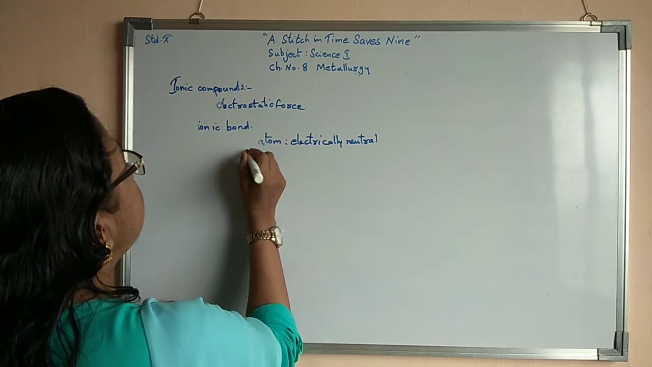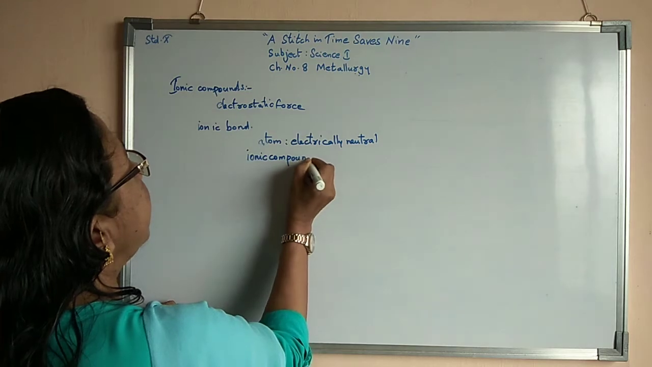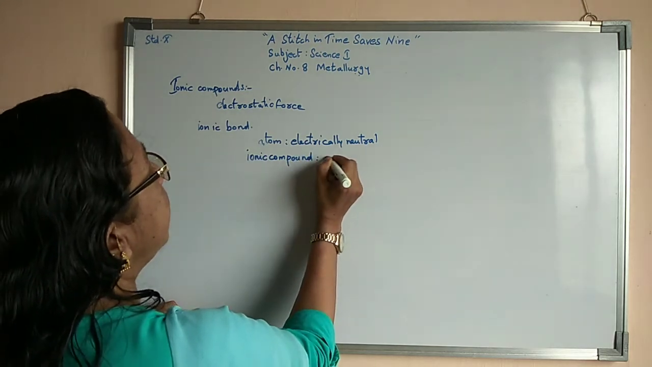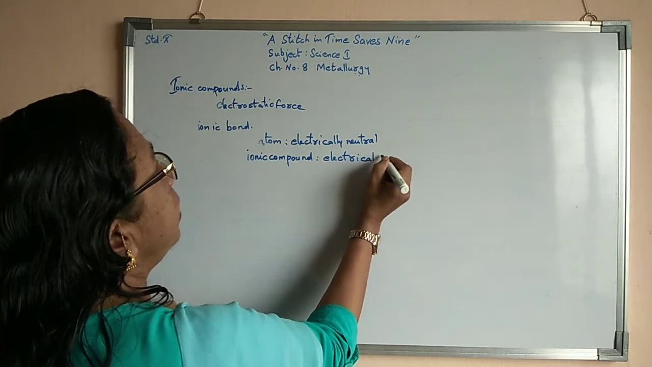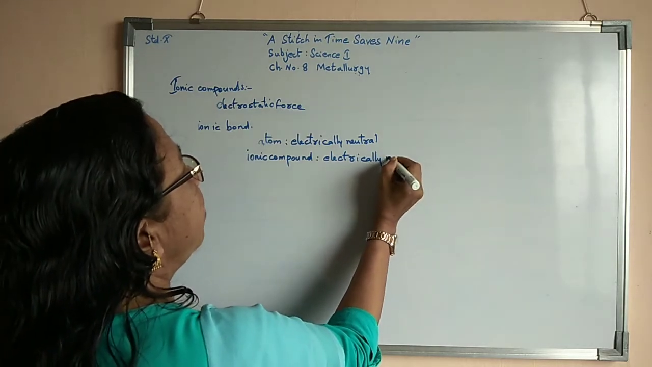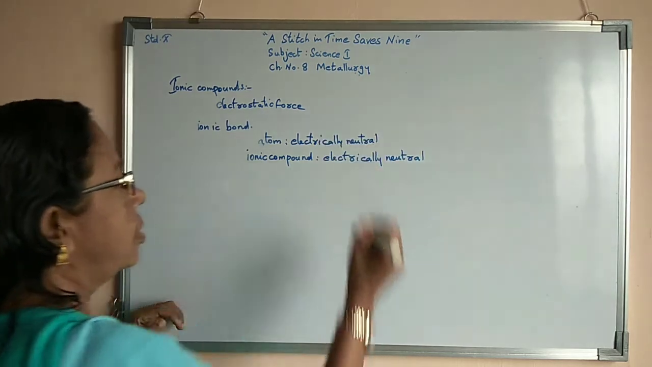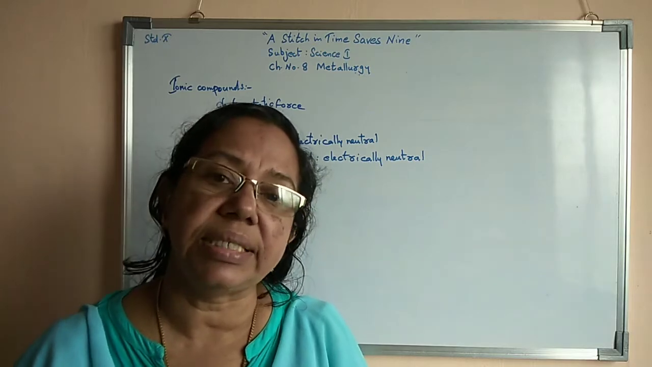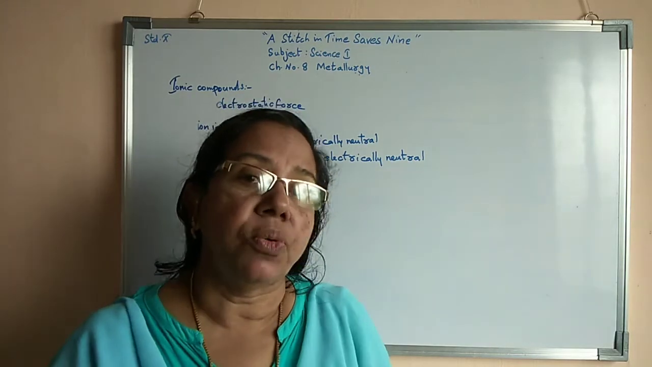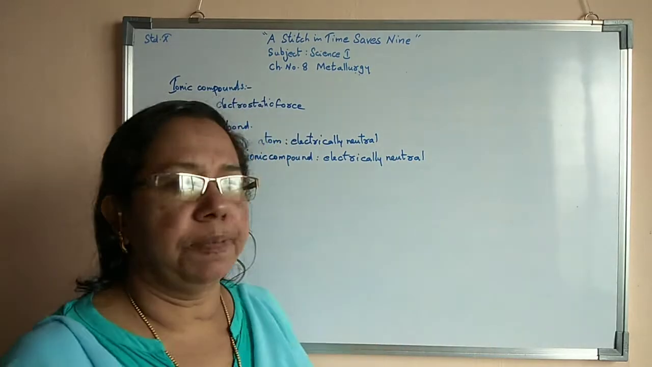Ionic compound, its speciality is that it is electrically neutral. Why are they electrically neutral? Because they have an equal number of positively charged ions as well as negatively charged ions. Now, with the help of examples, I will clear these two matters.